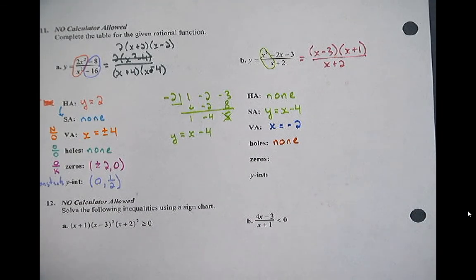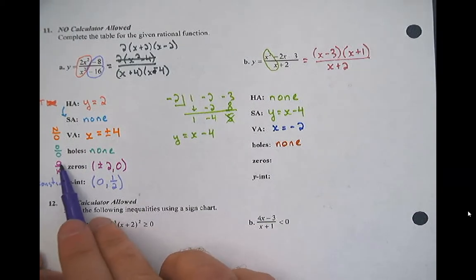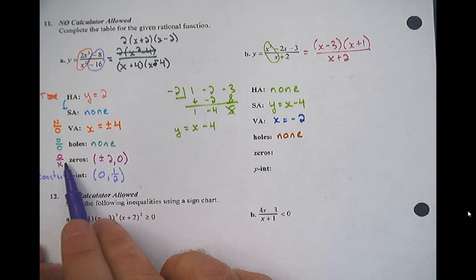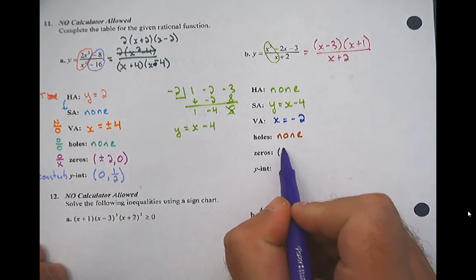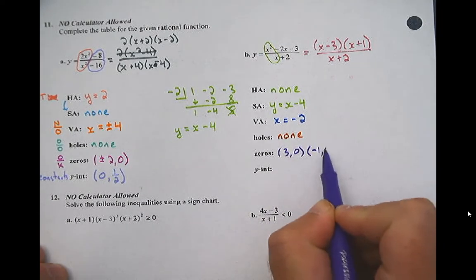Zeros are the things in the numerator that do not cancel. In other words, they cause a 0 on the top, but don't cause a 0 on the bottom. So that would be the points (3, 0) and (-1, 0).